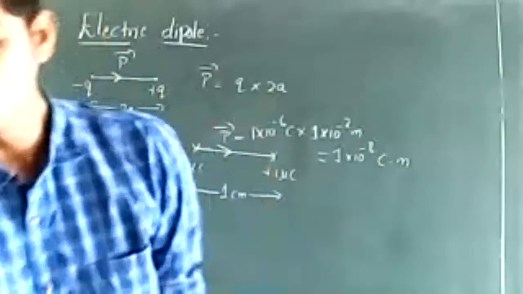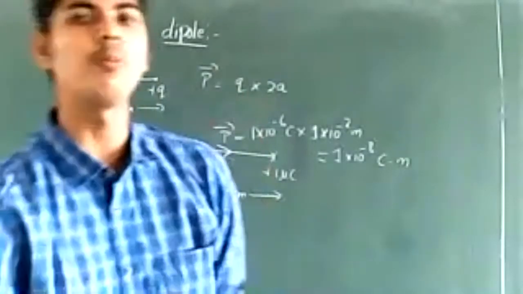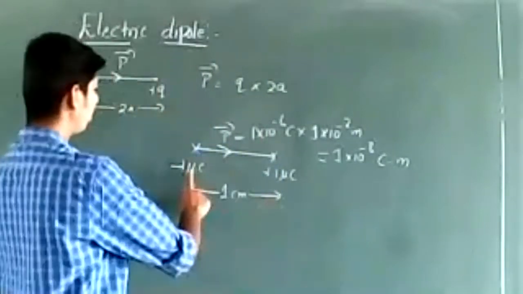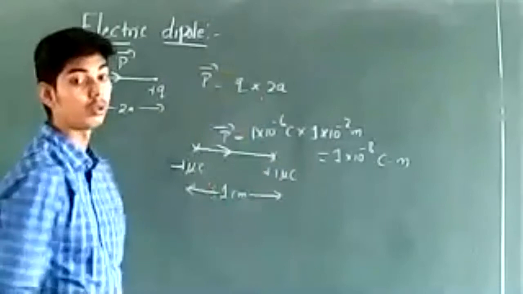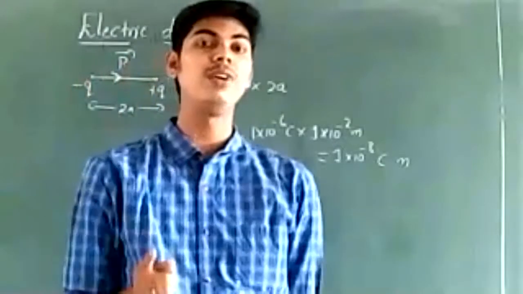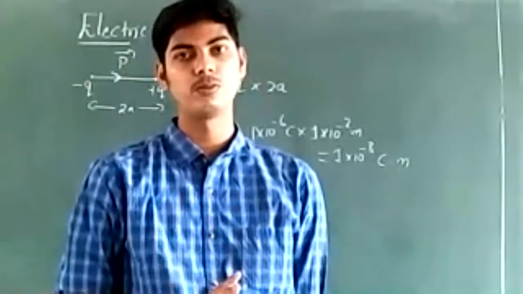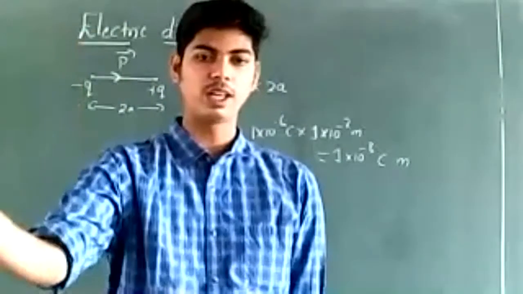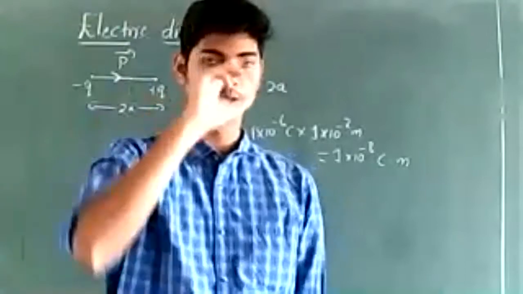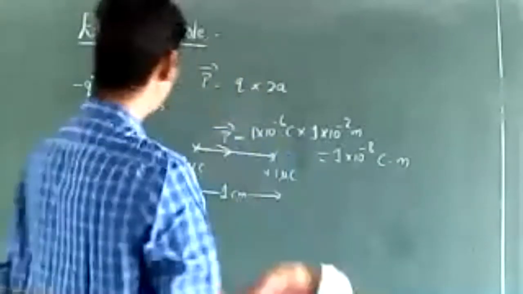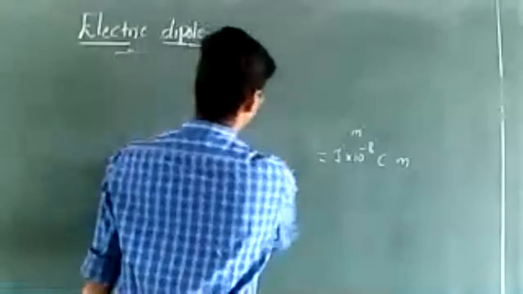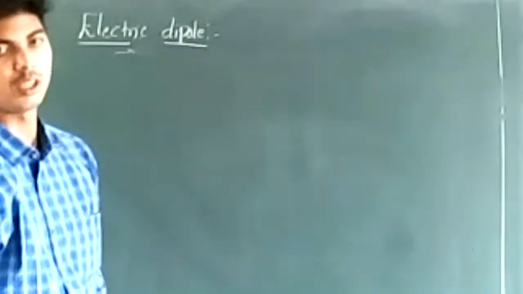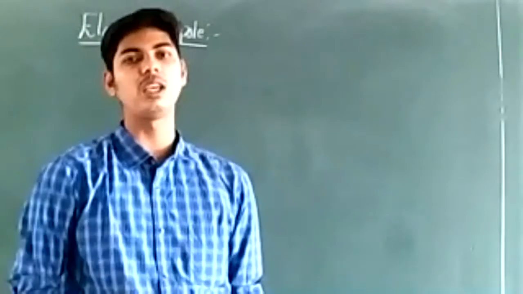Also, I have told you the net charge on an electric dipole remains zero. Minus 1 coulomb plus 1 coulomb will be equal to zero. But net electric field produced by dipole is not zero. An electric dipole is going to produce electric field at a point on the axial line of dipole or at a point on equatorial line of dipole. We know the expressions for electric field produced by an electric dipole at a point on the axial line and at a point on the equatorial line.